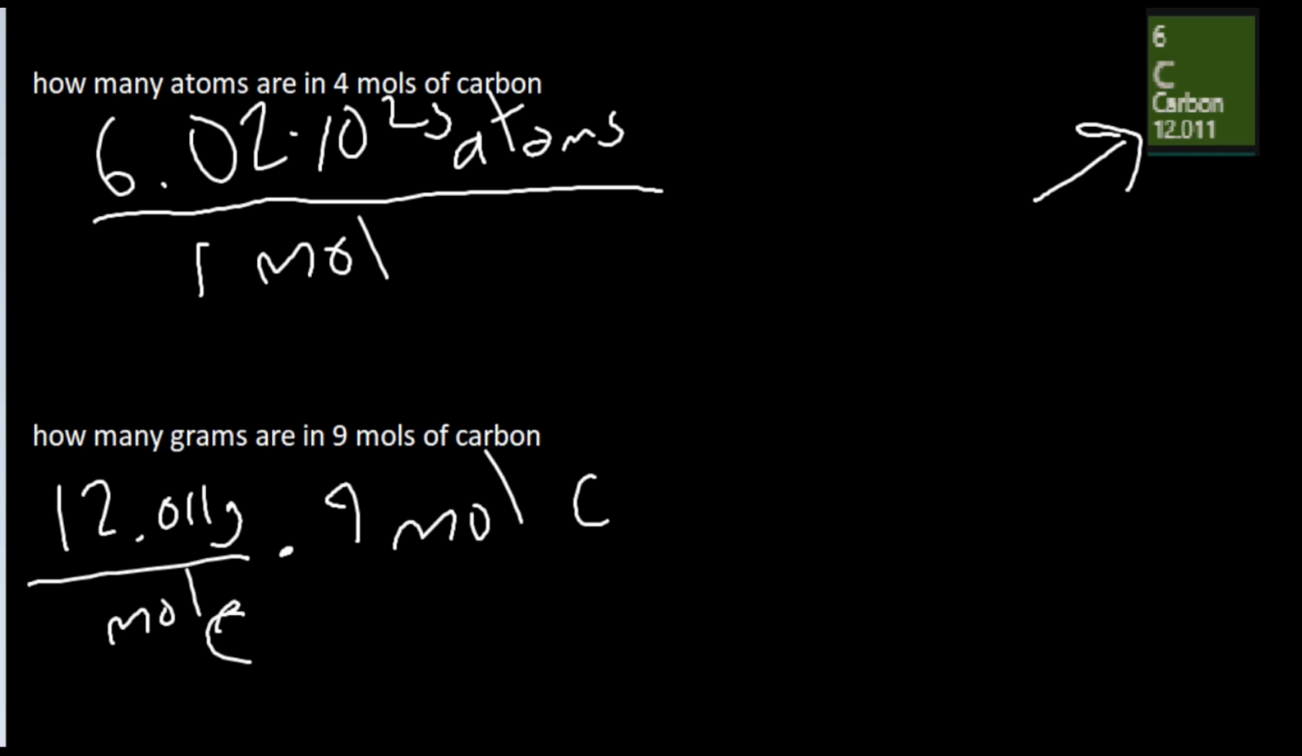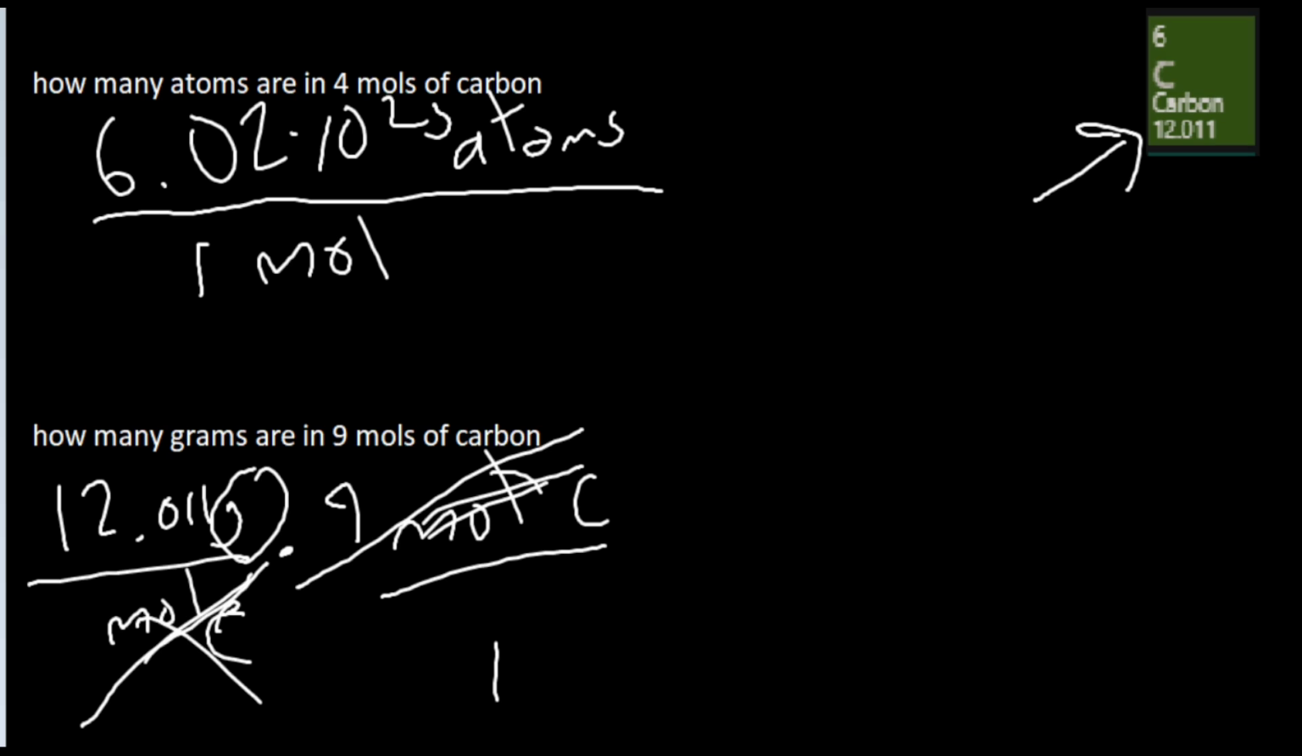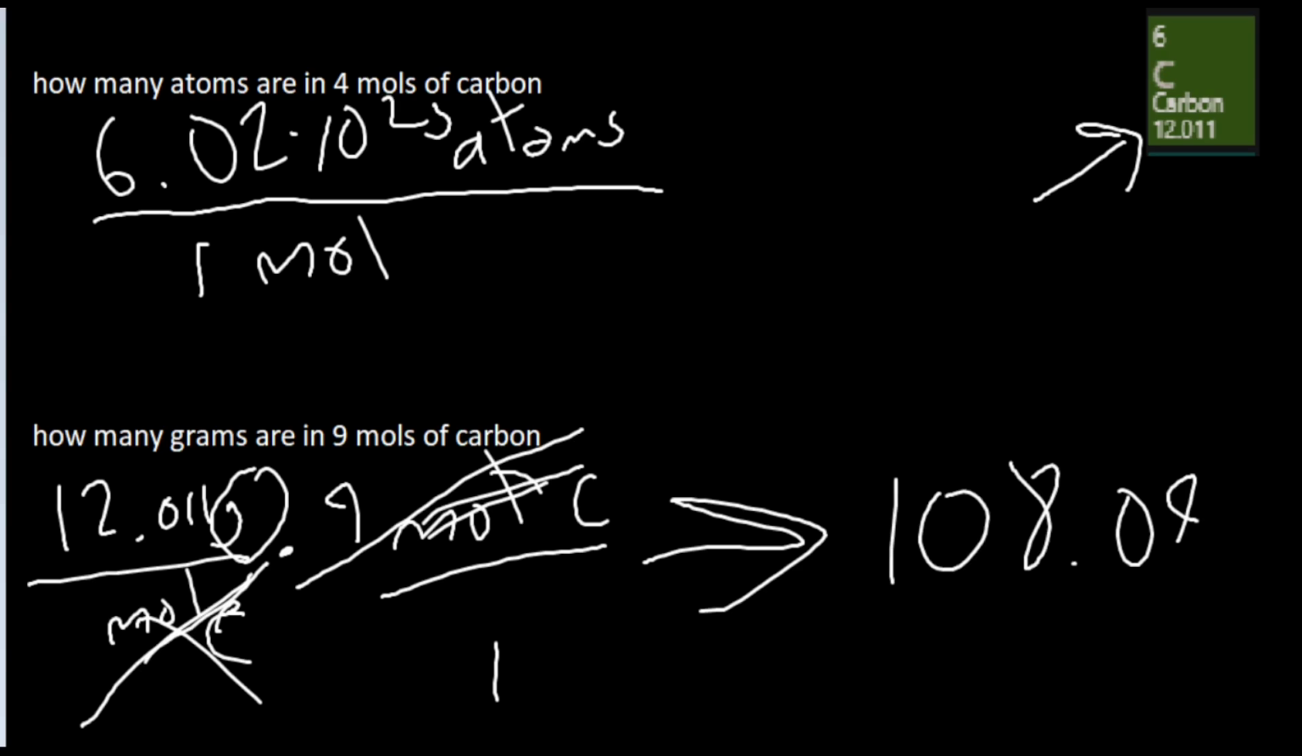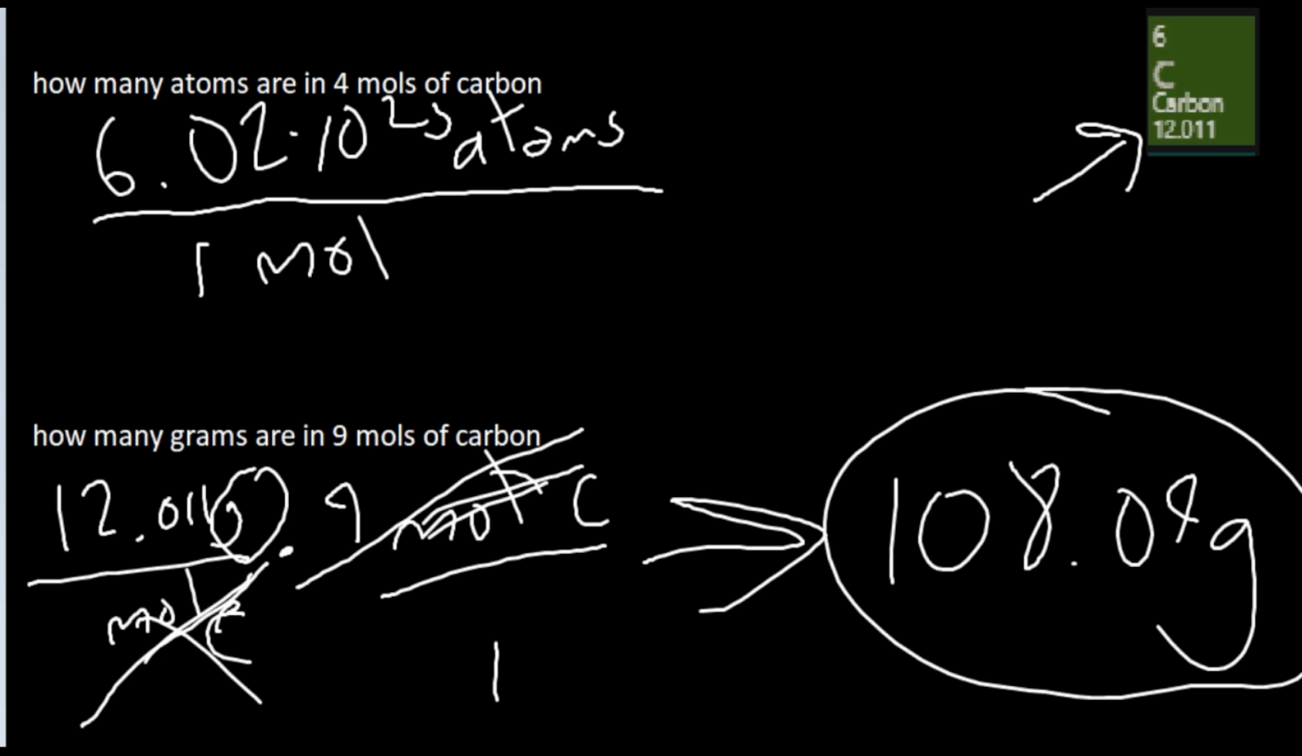So this is dimensional analysis. This is all there is to it. You're just trying to get these units to agree so that you can get to your desired unit, which is grams. So you're trying to get rid of moles. How I'm getting rid of moles is by multiplying it by moles. So the moles cross out, not the number, and then you just multiply. So let me do that. 12.011 times 9 is going to be 108.09 grams. That's your answer. So that's units, and that's dimensional analysis.